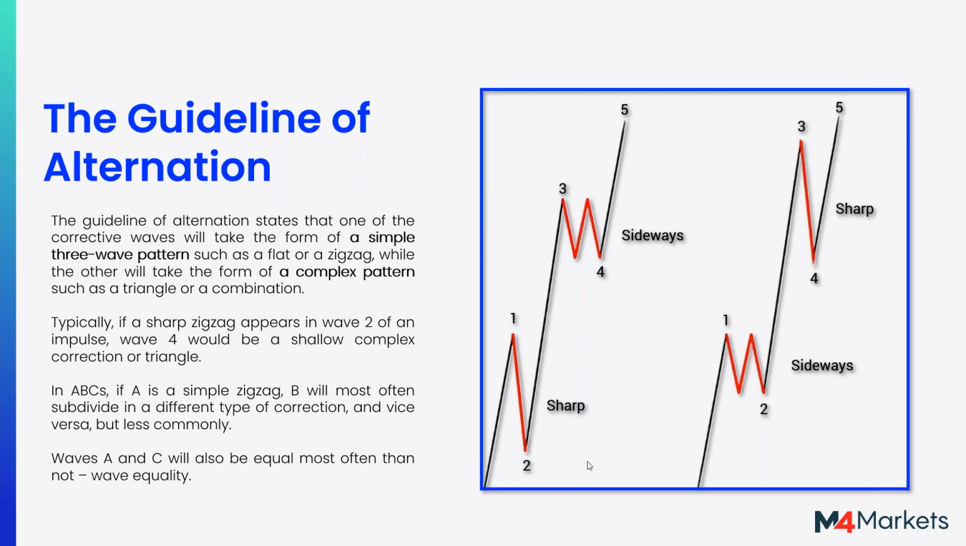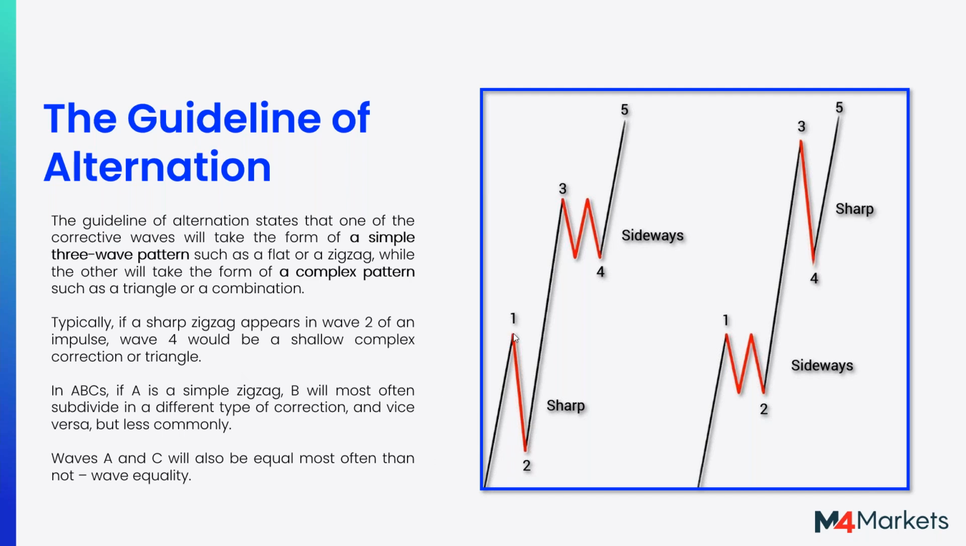It's not a rule, it's a guideline, which means if wave 2 is sideways, you have to expect wave 4 to be an ABC or maybe a flat and quick. Typically that's what I'm saying. If a sharp zigzag appears in wave 2, wave 4 would be a shallow complex correction. Also, the depth and the shallowness matter.